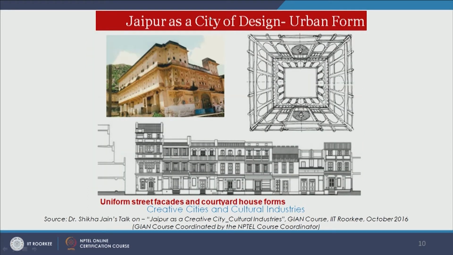Then Jaipur is also seen as a city of design, and it has a very unique, distinct urban form. We can see different palaces and forts and its different cultural landmarks. We also see the topography where they are situated. So there is a uniqueness to them, and Jaipur is seen as the city of design.